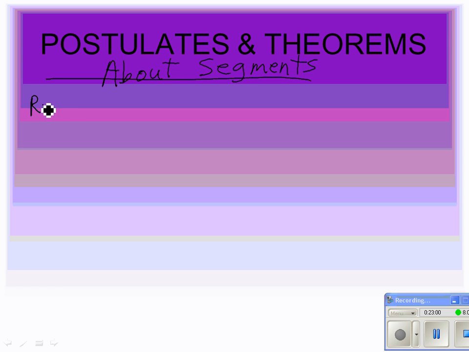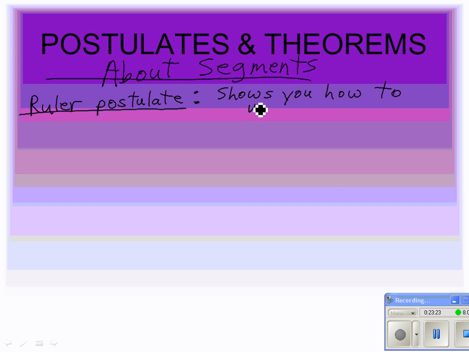The first one is called the ruler postulate. If you read the ruler postulate as you were writing it down, you're probably thinking, well, that's just stupid. And you're sort of right. The ruler postulate, all it does is show you how to use a ruler. Now you ought to feel real stupid if you wrote that down and didn't have any idea that that's what it was telling you.